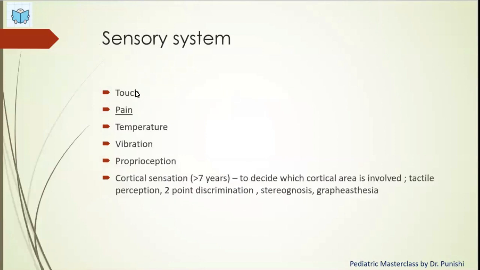In sensory, you test touch, pain, temperature, vibration, proprioception, and cortical sensations, out of which the easiest one to do is pain. So whether there's any withdrawal of the limb on pain stimulation. Now, in older kids, more than 7 years of age, with normal mentation, you also need to assess cortical sensation, which is your tactile perception, 2-point discrimination, graphesthesia, etc. So if you have a 10-year-old patient with hemiplegic CP with normal mentation, then cortical sensation examination also becomes an important part of the sensory system examination.